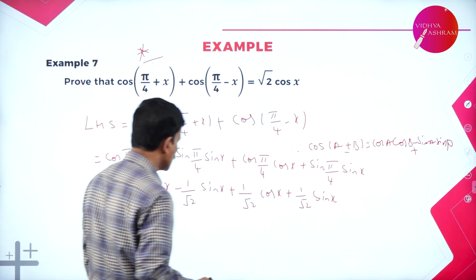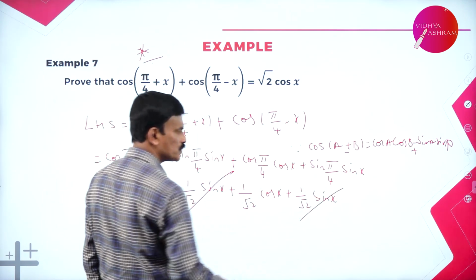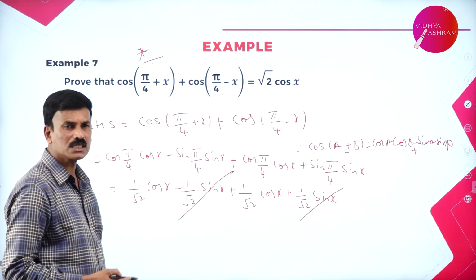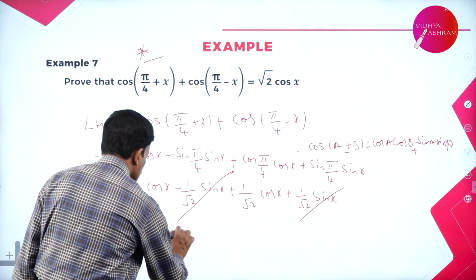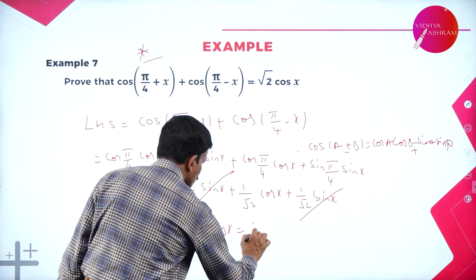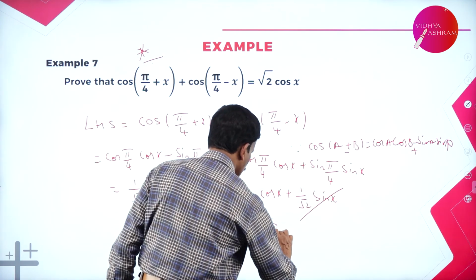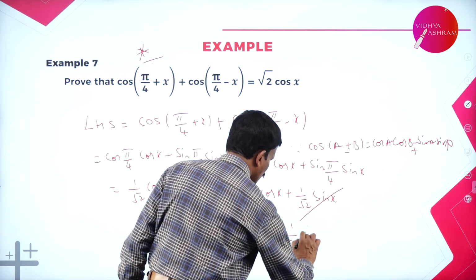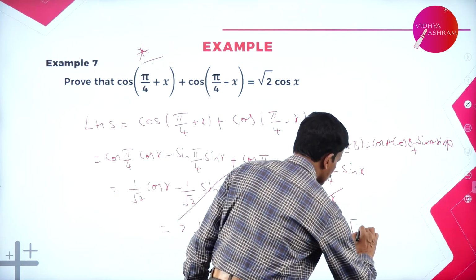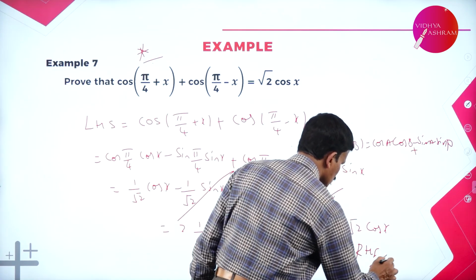Now cancel the terms. See, minus 1 by root 2 sin x plus 1 by root 2 sin x gets cancelled. And what is left over? 1 by root 2 cos x plus 1 by root 2 cos x. That is nothing but 2 times 1 by root 2 cos x. Now this 2 can also be written as root 2 into root 2. Root 2 into root 2 into 1 over root 2 cos x. One root 2 gets cancelled. This is equal to root 2 into cos x. That is the RHS. That's it.